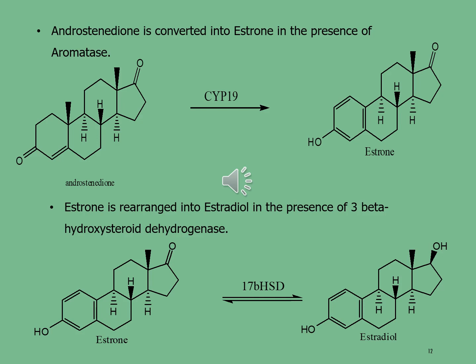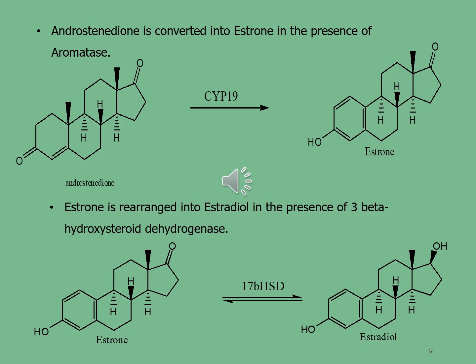Androstenedione is converted into estrone. You can see in this reaction the difference between these two structures is the presence of an aromatic ring in estrone, which is not present in the previous molecule. There is also a change at carbon 3 position, because the carbonyl group is present in androstenedione. However, there is a hydroxyl group at carbon 3 position in estrone.